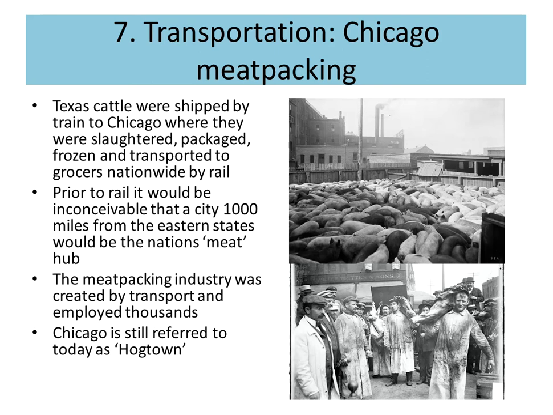The meatpacking industry is created by transport, and employs hundreds of thousands of people in Chicago at the turn of the century. Chicago today is still referred to as Hogtown. One of the other keys you've got to remember, too, is they also invent refrigeration, which allows frozen meat to travel without spoiling for extra long distances.